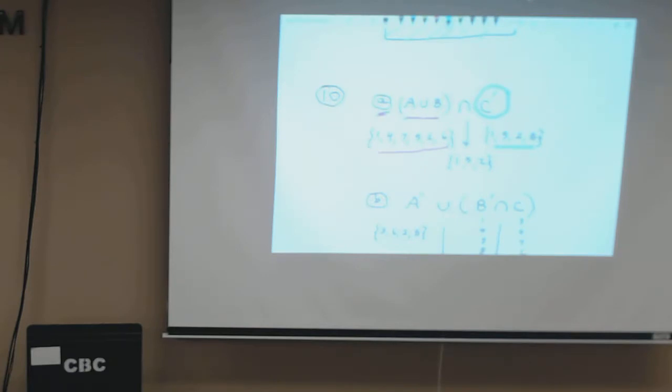Then it says, what's the intersection of these two? Well, there's a 1 and a 5 and a 2, and that's it. So the intersection is the set whose elements are 1, 5, 2. Everybody follow that?